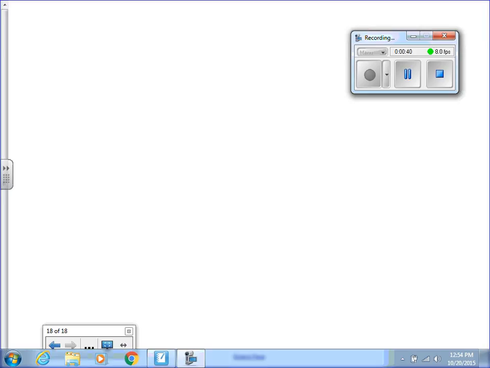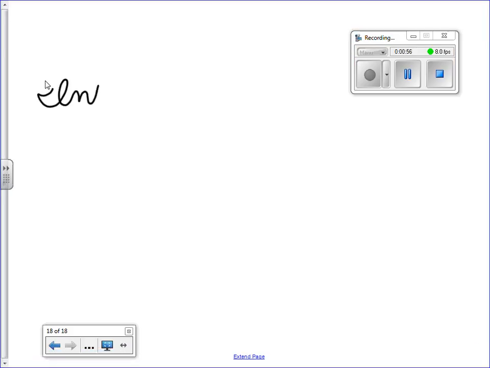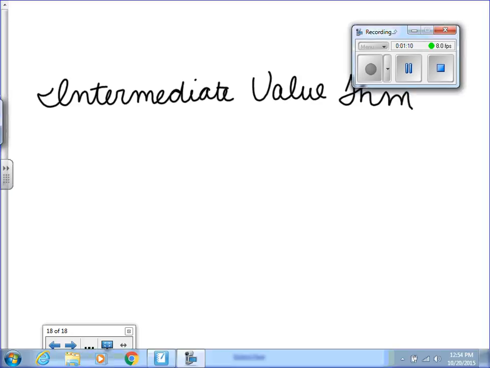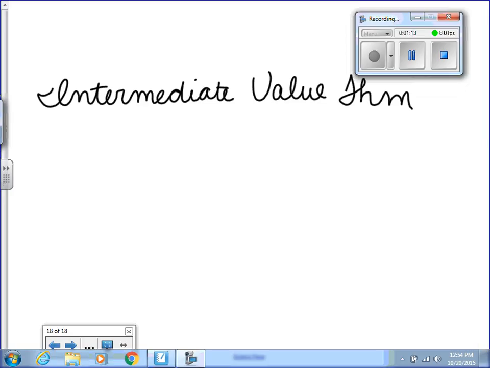So now we're going to look at zeros, where it crosses the x-axis. Okay? That's the next thing we're going to look at. That's going to help us get a pretty good sketch of a polynomial function. So there is this theorem called the intermediate value theorem.